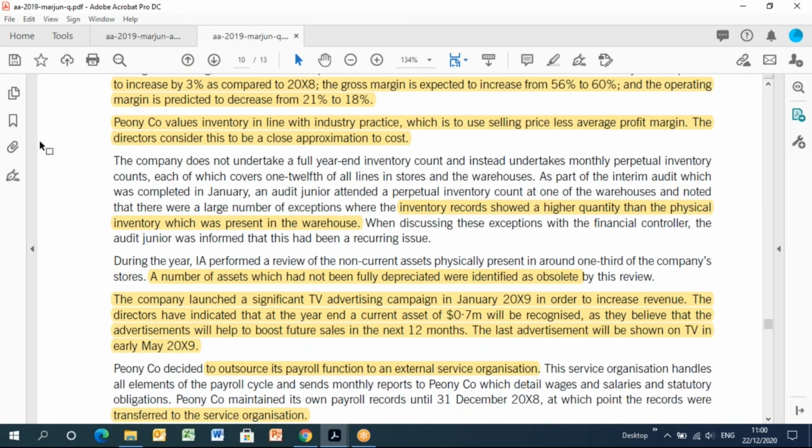If we move on, the audit junior attended an inventory count at one of the warehouses, and it was seen that the inventory records showed a higher quantity than the physical inventory present in the warehouse. So when you're attending an inventory count, you are observing what the staff is actually doing, just to ensure that they are performed as described. And the audit client staff should have record sheets from the accounting system showing how many items should be in the inventory in the warehouse. But the audit junior observed that these are higher.